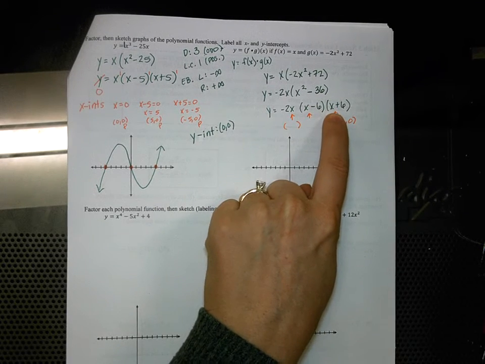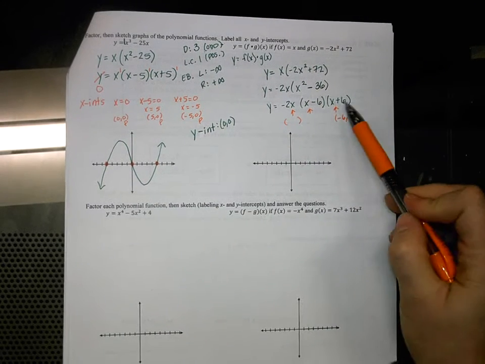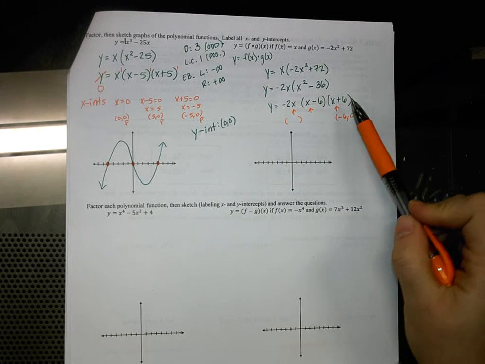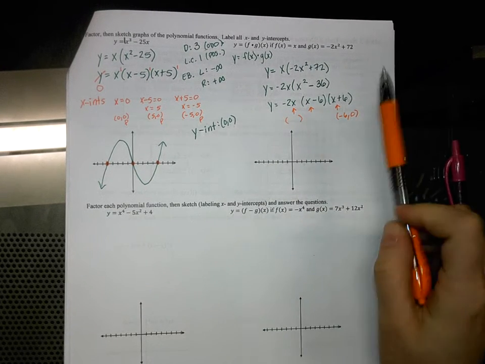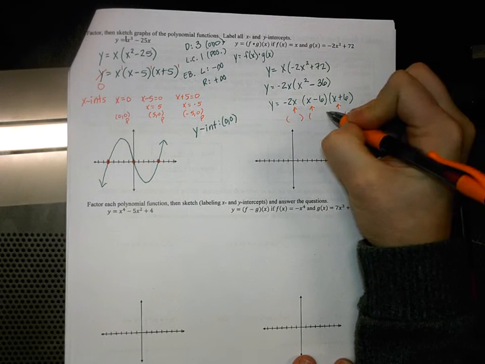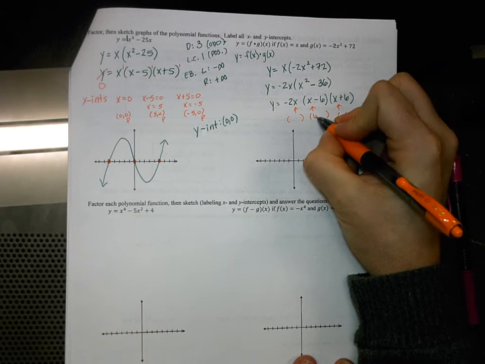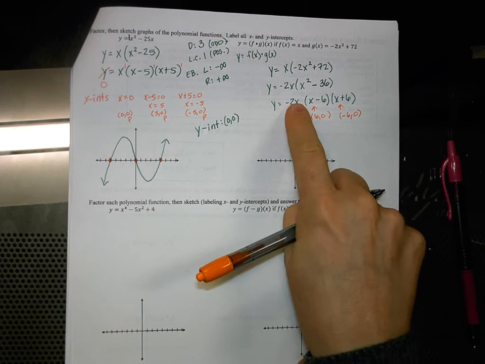If we plug in negative 6, then that would make my whole thing equal to 0, right? So negative 6 plus 6 is 0. 0 times anything is 0. Right here, I would plug in positive 6 to make everything equal to 0. What number would I plug in here to make everything equal to 0?